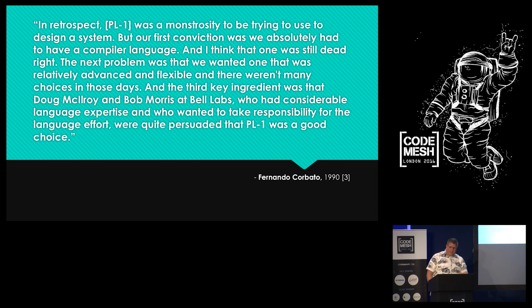And then finally, there's this one which I thought was really interesting. I had an immediate question: in 1965, choosing PL/1 was a pretty bold, risky thing to do. And so he provides some rationale why they did that. He says, "In retrospect, it was a monstrosity to use this. But our conviction was that we had to have a compiled language, and I think it was dead right. The next problem was that we wanted one that was relatively advanced and flexible, and there weren't many choices, and that is true. The third key ingredient was that Doug McIlroy and Bob Morris at Bell Labs, who had considerable expertise and wanted to take responsibility for languages, was quite persuaded that PL/1 was a good choice."